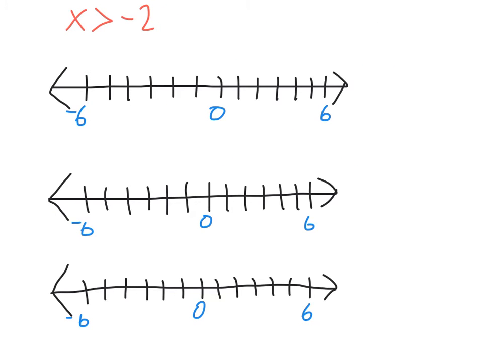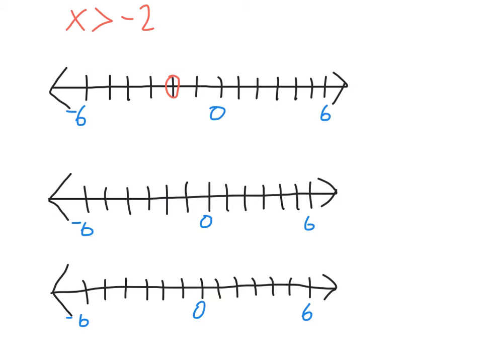Alright, now let's talk about graphing inequalities. So first I have a problem, x is greater than -2. So how do we want to graph that? First, we need to find the point -2. And if there is not a line underneath to show that it's or equal to, you draw at -2 an open circle. So you draw an open circle at -2.